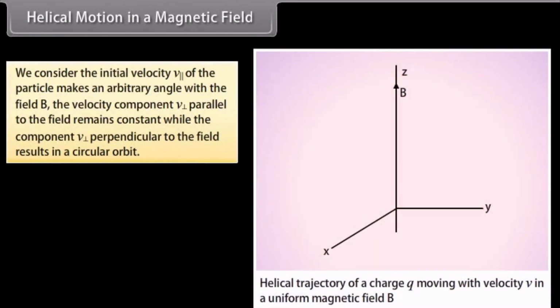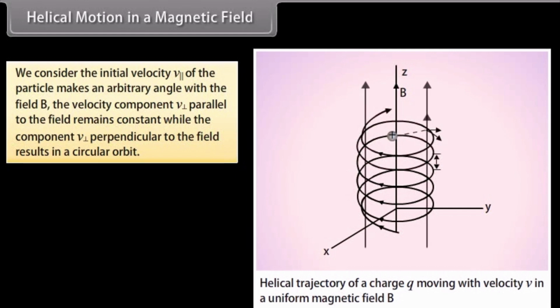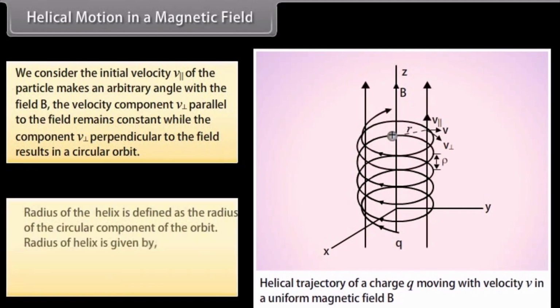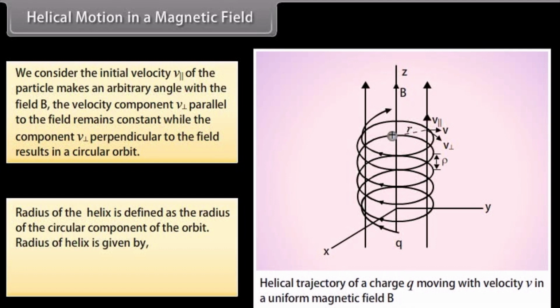Helical motion in a magnetic field. We consider the initial velocity v of the particle that makes an arbitrary angle with the field B. The velocity component parallel to the field remains constant, while the component perpendicular to the field results in a circular orbit. Radius of the helix is defined as the radius of the circular component of the orbit. Radius of helix is given by m into the perpendicular component of velocity divided by qB.